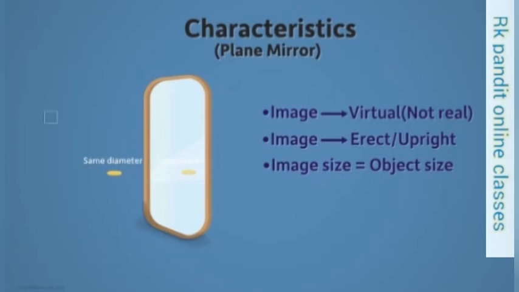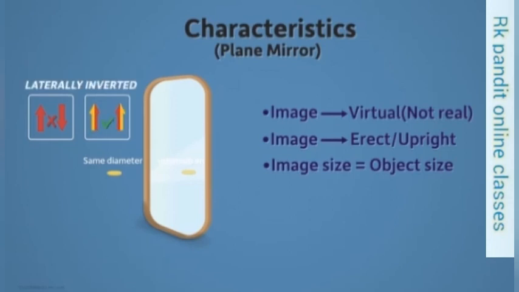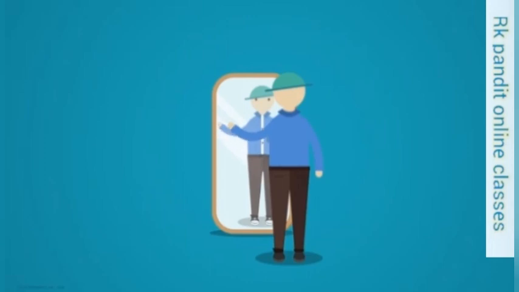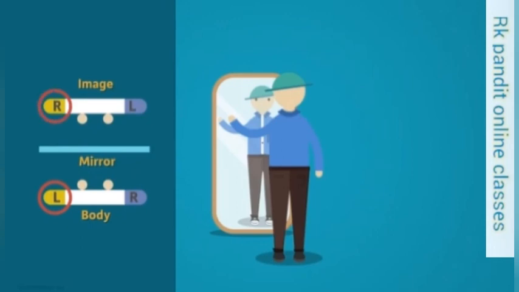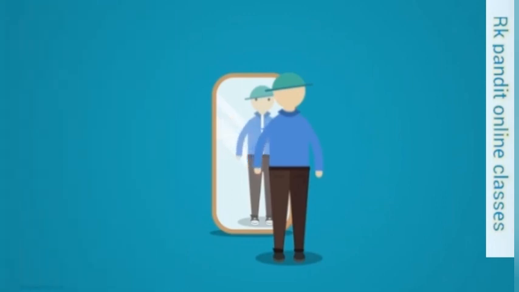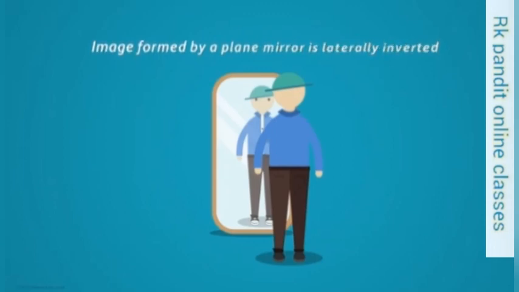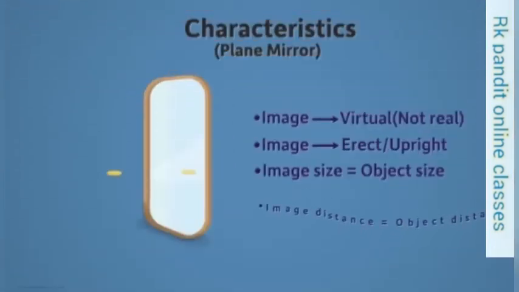The image formed by a plane mirror is not upside down, but it's laterally inverted. What do I mean by this? When we raise our left hand, the image in the mirror raises its right hand. Our left is the image's right, and similarly our right is the image's left. So an image follows left-right reversal. So we say that an image formed by a plane mirror is laterally inverted. Now we come to our last point.